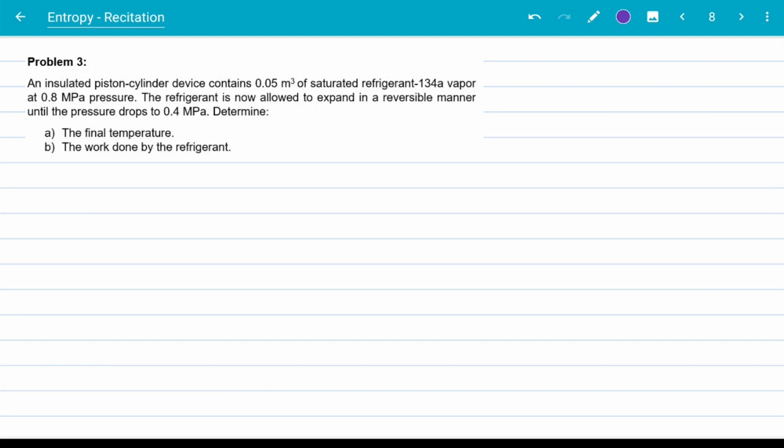So initially, we have saturated vapor. Pressure is known. Pressure is 0.8 megapascals. And we also know the volume.